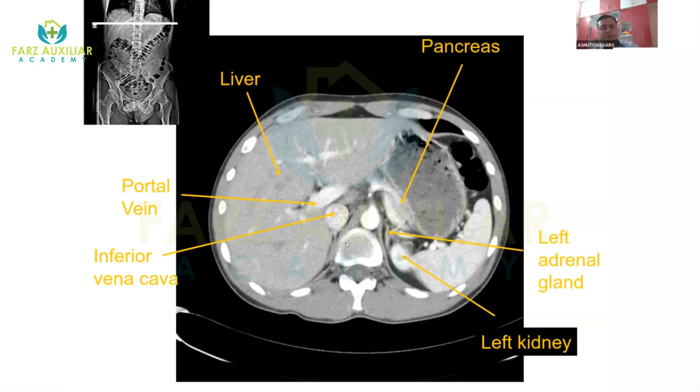Right kidney is on the lower side because of the liver structure. So in the initial section you get only the left kidney. Then in subsequent sections you will get the right kidney also. And this is the pancreas and left adrenal gland. This is a triangular structure. Over the left kidney is an adrenal gland, and inferior vena cava, aorta, portal vein, liver.